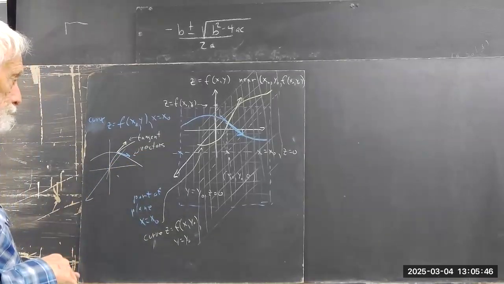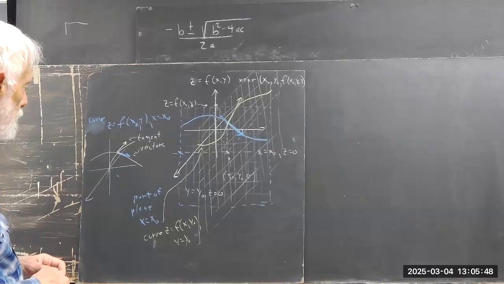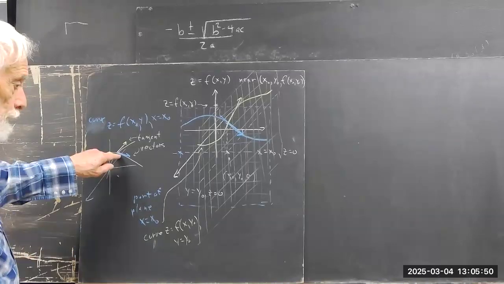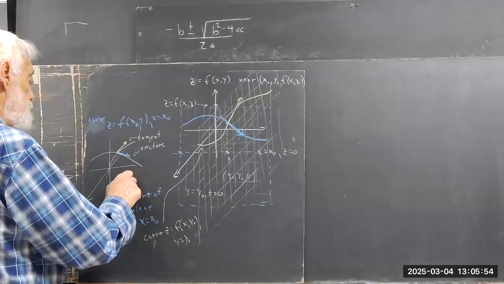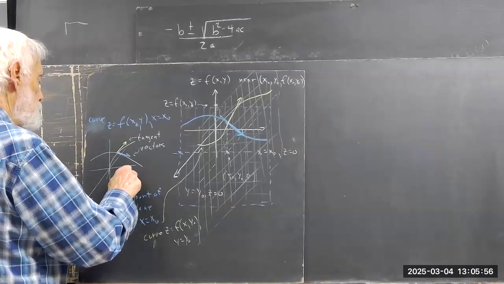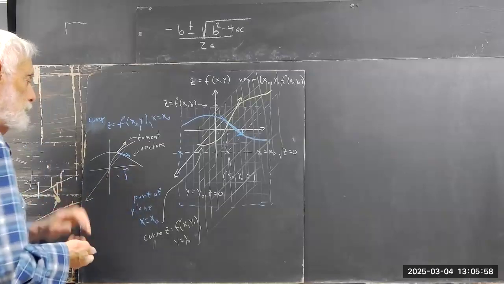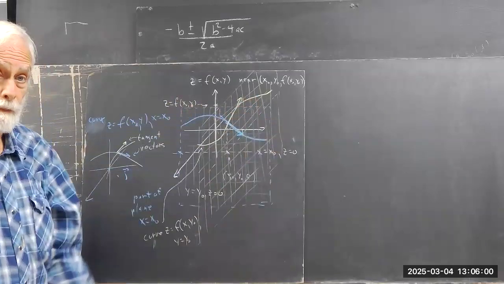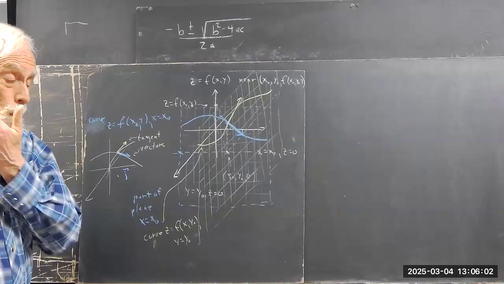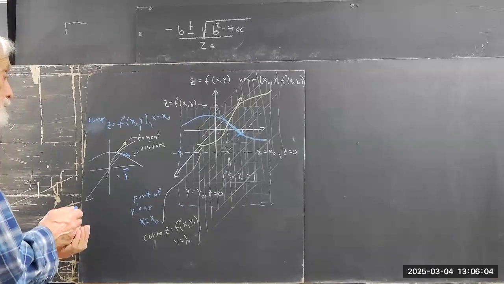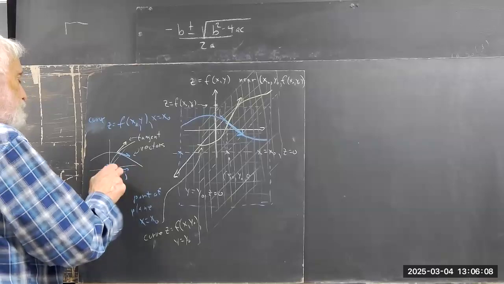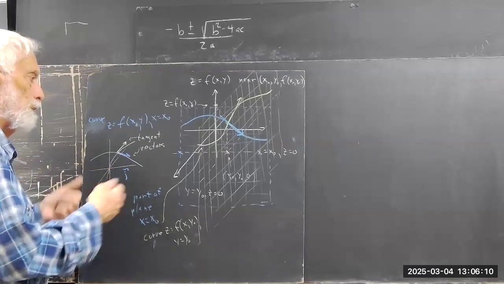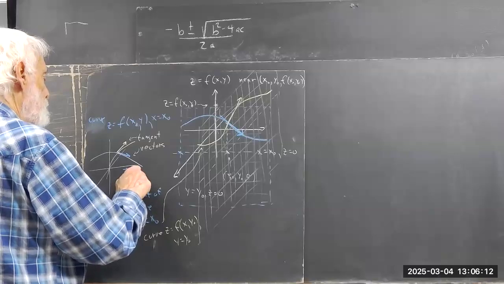Tangent vector. Well, this tangent vector could be j, because it's in the j direction, right? But it's also got a z component. So I'm going to use one for the component, well, for the j component.